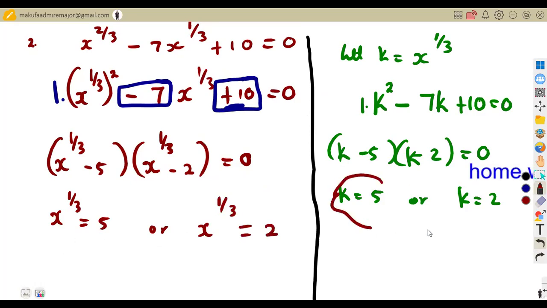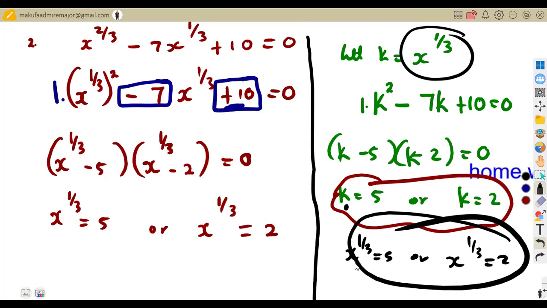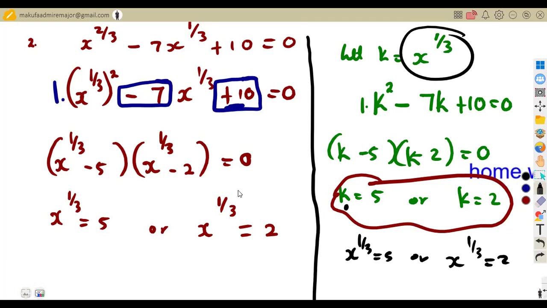If you were using the K method here, after this stage you are now taking K, x to the exponent of a third is equal to 5, or K, x to the exponent of a third is equal to 2. So as you can see, we are back to the same stage. Just one and the same thing. With either way you use, you introduce the K, or you can do the factorization directly by just looking. You can say, okay, this is the same quadratic equation that I'm used to, from our grade 10. So we can apply that factorization.